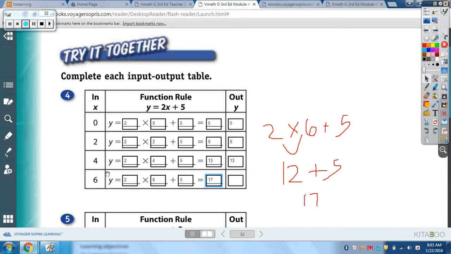We've evaluated our function rule, or our expression, using our input variable, which in this case was 6, and our output, or our dependent variable, will be 17.